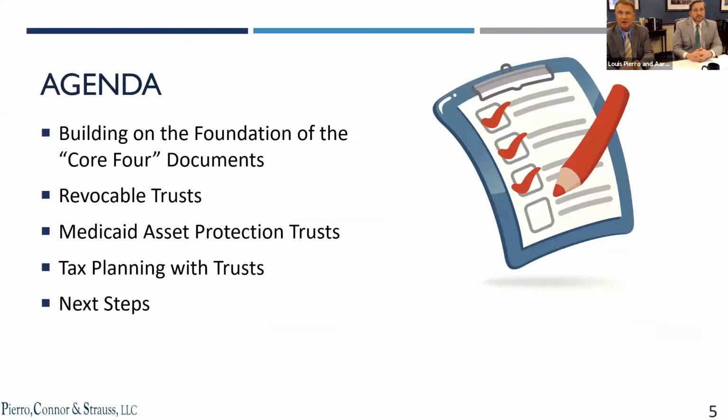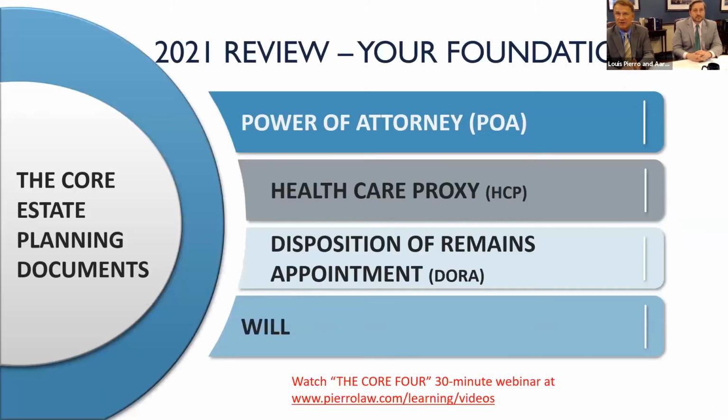Today's agenda: we're going to talk about the core four, building on the foundation that we built from last session. Then we'll talk about revocable trusts, irrevocable trusts, asset protection for Medicaid purposes, what the tax motivations are and how tax management is done in trusts, and then talk about your next steps.